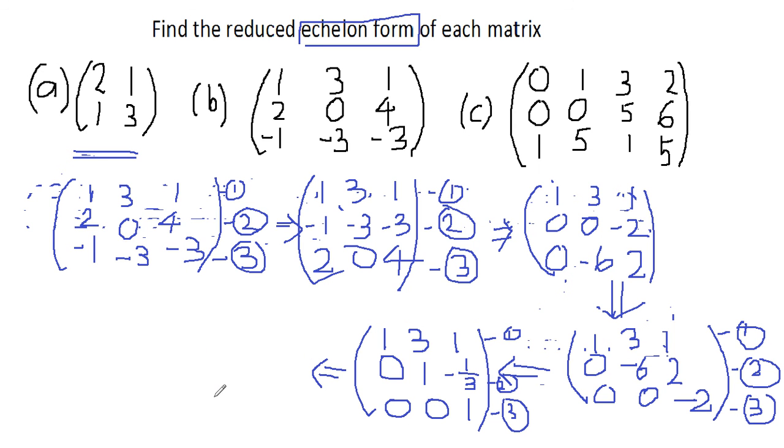So let's work it out first. So 0, 0, 1. So minus 1, add 1 over 3 times of row 3 to row 2. So it will give me 0. 1 over 3 times 0 equals 0. 0 plus 1 equals 1. 0 plus 0 gives me 0.